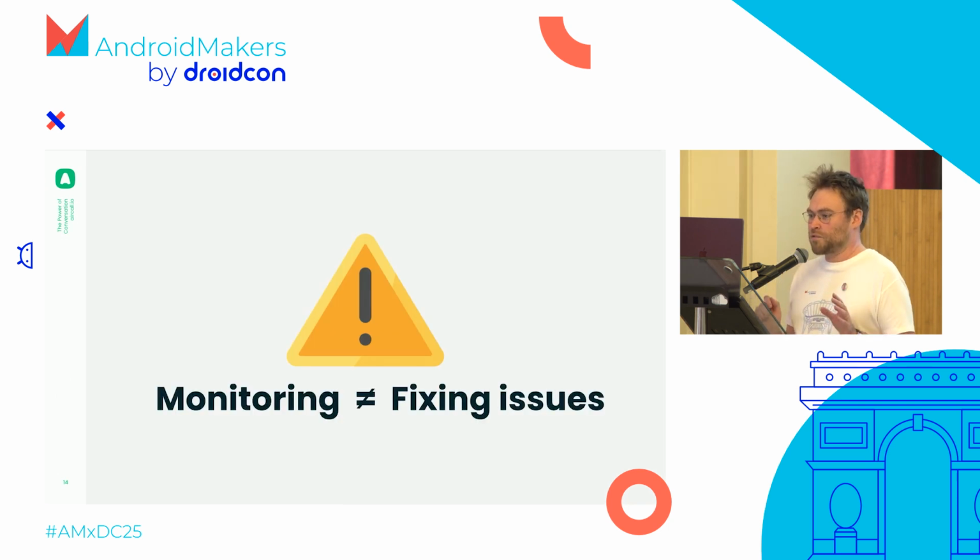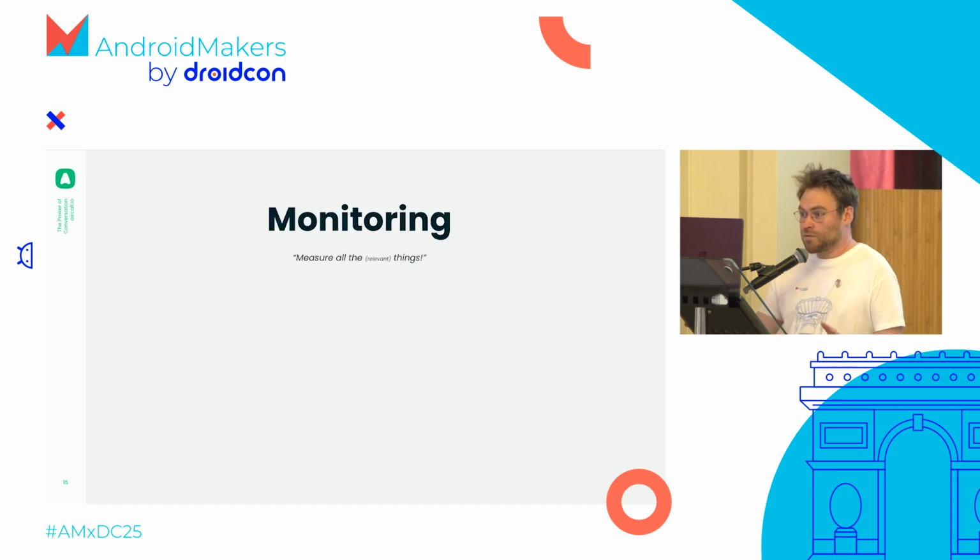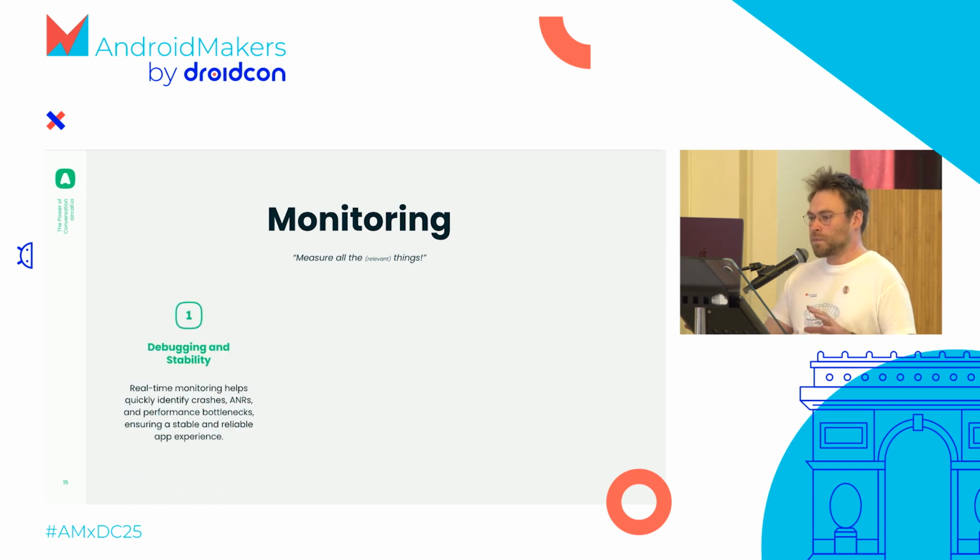Just a quick reminder, monitoring is not fixing the issue. This will help you to fix the issue, but monitoring won't fix your problems in the app. So what's monitoring? You're going to measure all the relevant things in your application. It's important for debugging and stability. Real-time monitoring helps quickly identify some crashes, ANRs, performance bottlenecks, and so on, to ensure your application remains stable and reliable for your users.